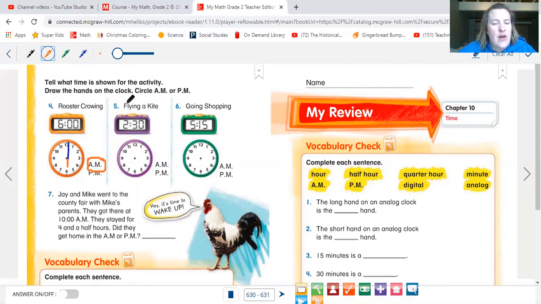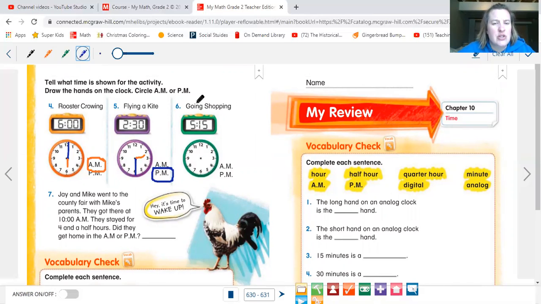All right, how about number 5, flying a kite, 2:30. Well, my hour hand is going to go halfway between the 2 and the 3. It's got to be a little bit shorter. And my minute hand points directly at the 6. Now, would I fly a kite at 2:30 in the morning or 2:30 in the afternoon? What do you think? I think it would be afternoon. 2:30 in the morning, you should be sleeping snug in your bed.